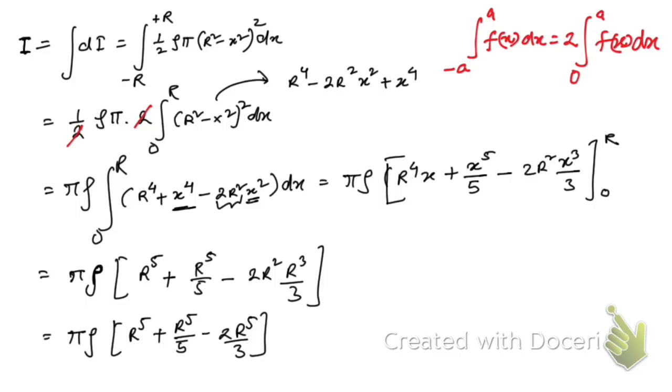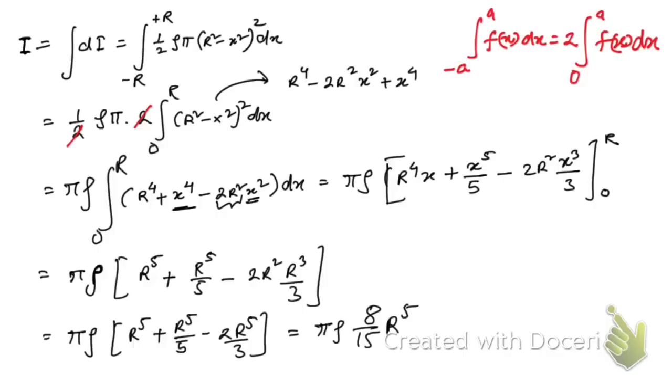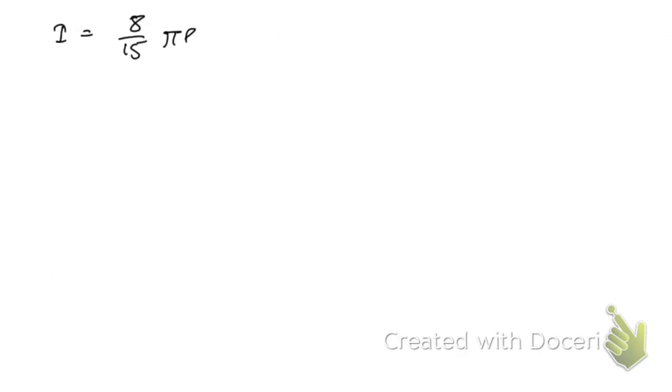And if you take the LCM and simplify this, then you're going to have pi rho into 8 by 15 r to the power 5. That's what we're going to have. Okay, so now let me take a new slide. So here we have got I is equal to 8 by 15. I'm going to write the 8 by 15 first, then let me write pi rho r to the power 5. That's what we have got.